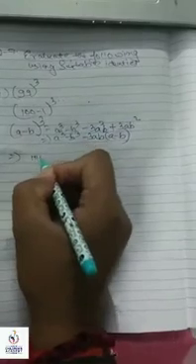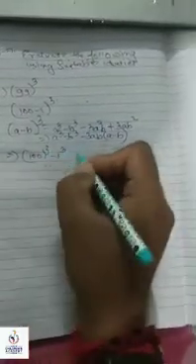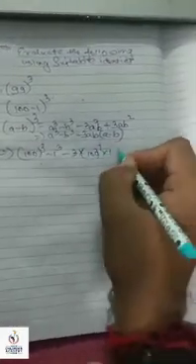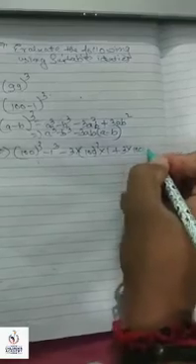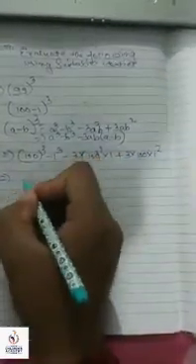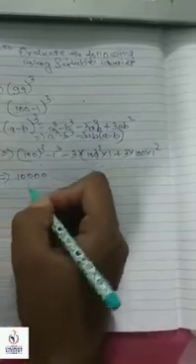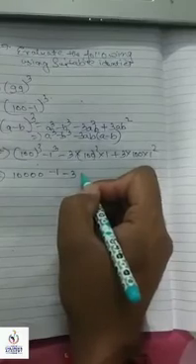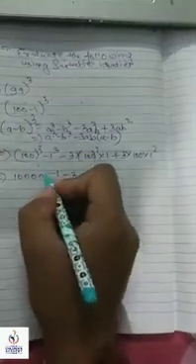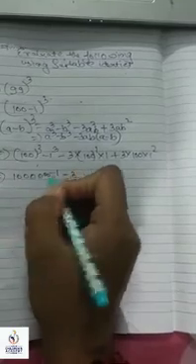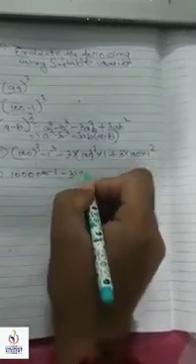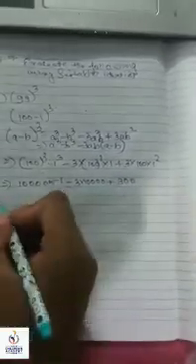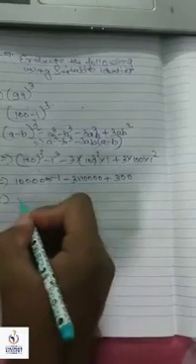So 100 whole cube minus 1 cube minus 3 into 100 square into 1 plus 3 into 100 into 1 square. So here we got 4 zeros. This is minus 1, this is minus 3 and 100 square. So this is 100 cube, so we have to use 6 zeros. Okay, and here 100 square, so 4 zeros, plus 300.